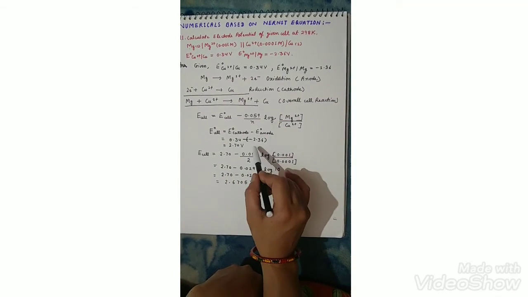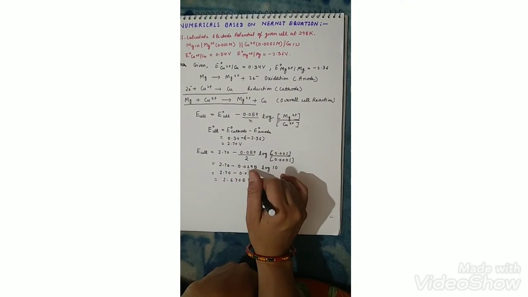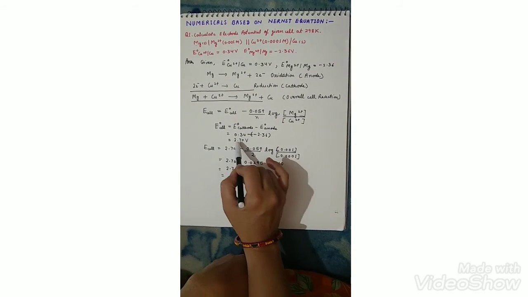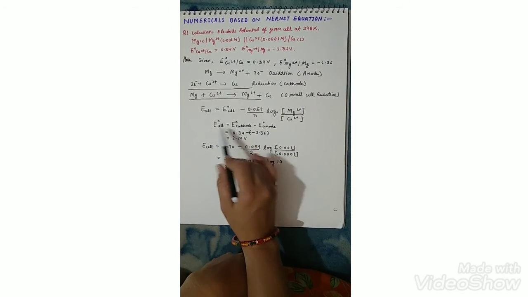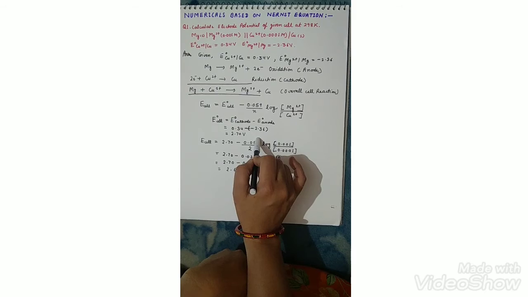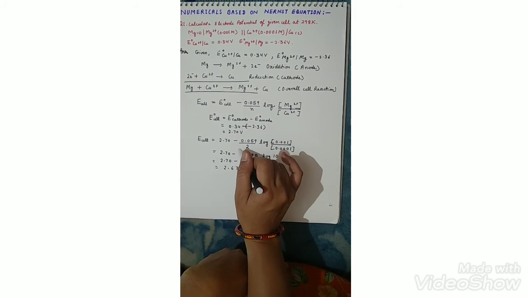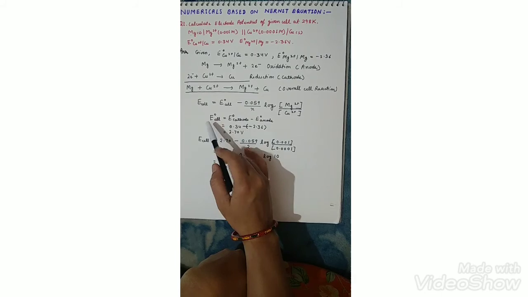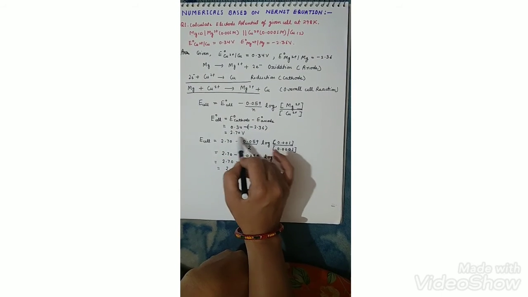One most important point while solving these numericals, which are based on the Nernst equation, is that E naught cell should always be positive. If E naught cell comes out to be negative, then the cell will not function. So whenever you solve the numericals, always keep in mind that E naught cell should always be positive.